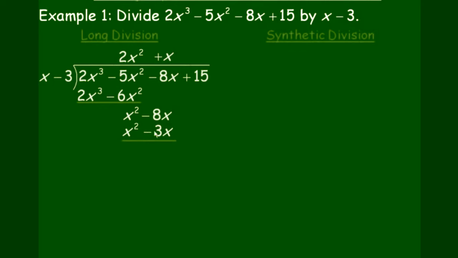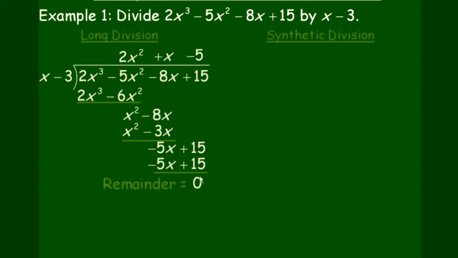Negative 8x take away negative 3x is the same as negative 8x plus 3x, which is minus 5x. And we bring the 15 down. And now one more time we divide this x into the negative 5x, which gives us of course a negative 5, and the negative 5 times x minus 3 is minus 5x plus 15. And so we subtract, and there we get a remainder of 0.